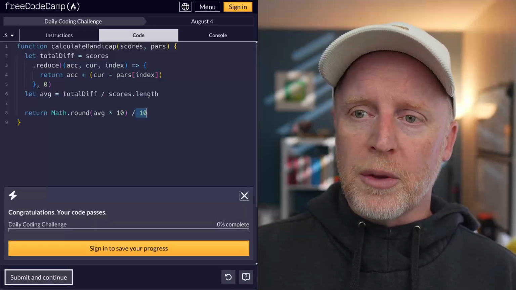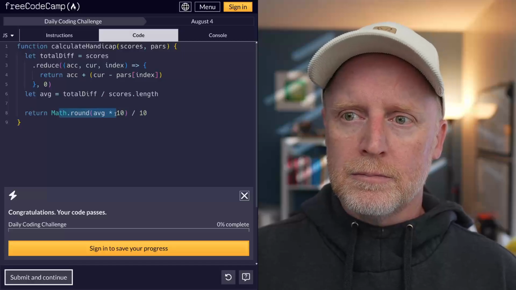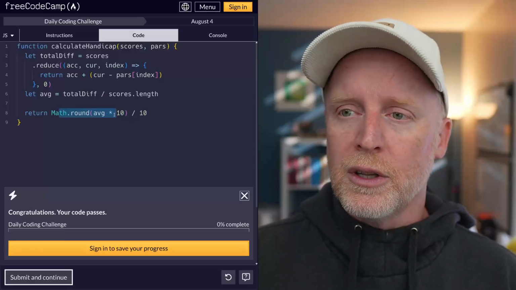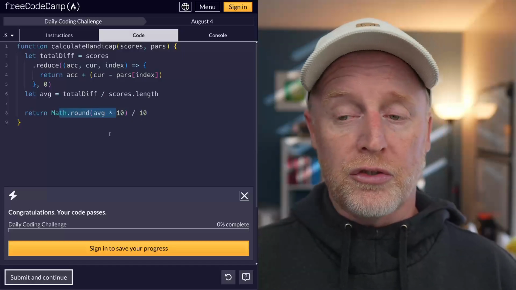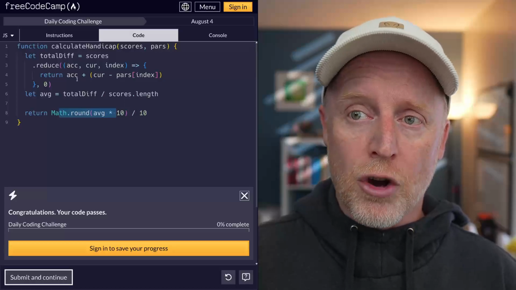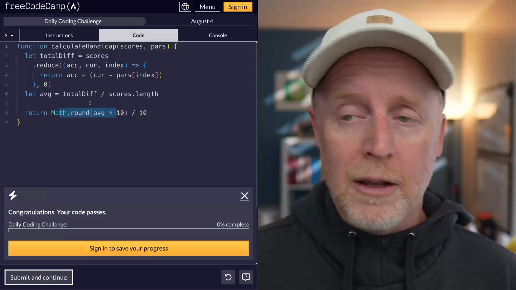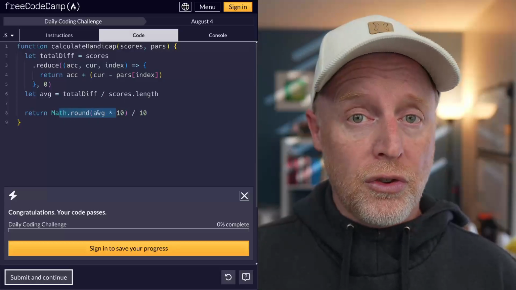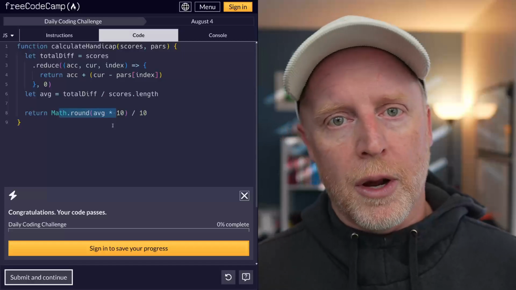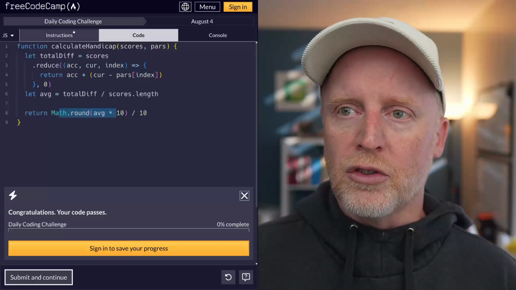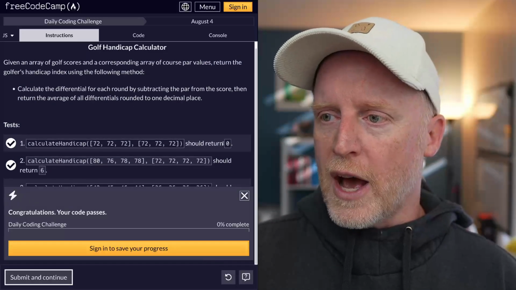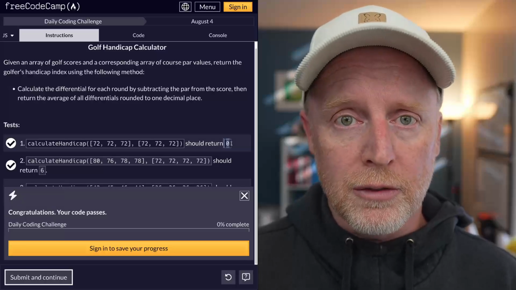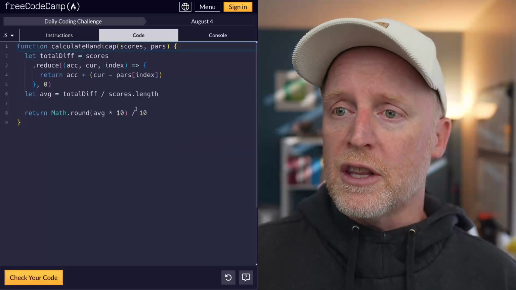We could have used something like toFixed here, right? So toFixed would have actually returned a string, and for some reason, FreeCodeCamp allows that. My advice there is if you do use toFixed, turn it back into a number, right? Be consistent, because over here, they actually do have numbers and not strings. So a little bit of a consistency thing there.